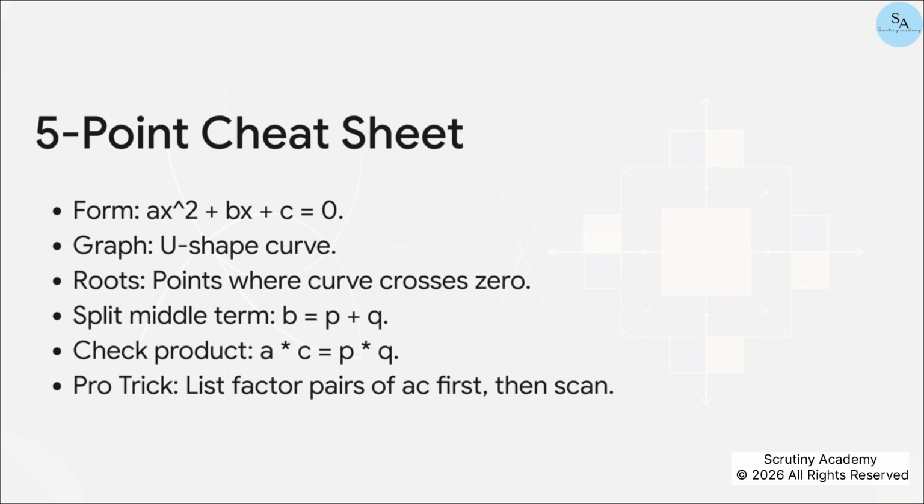And, as promised, here is an absolute game changer of a pro trick to solve faster in exams. Don't try to hold all the numbers in your head. Write down all the possible factor pairs of a × c in a vertical list first, and then just scan your list to see which pair sums to b. Honestly, it saves so much mental energy when you're under pressure.